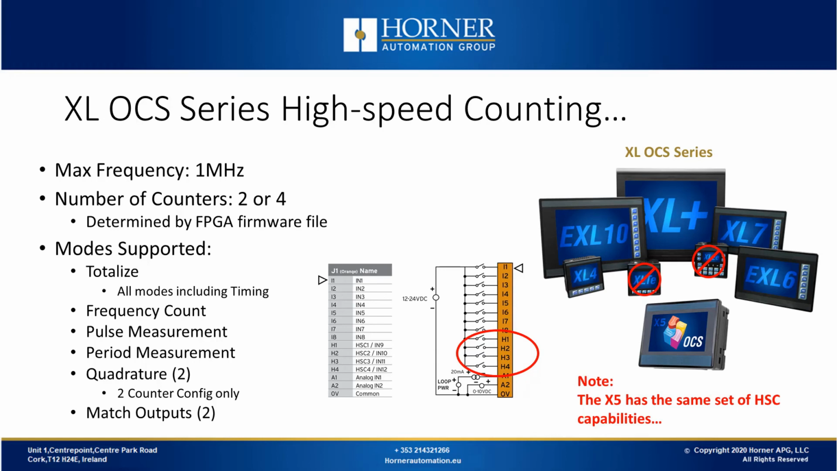There's also match outputs, which can either turn on based on position or value in the accumulator, turn off, or toggle. The X5 has the same internals as the XL family. It looks like a Micro from the standpoint of its packaging. However, its high-speed counting capabilities are aligned with the XL series and not with the Micro series.